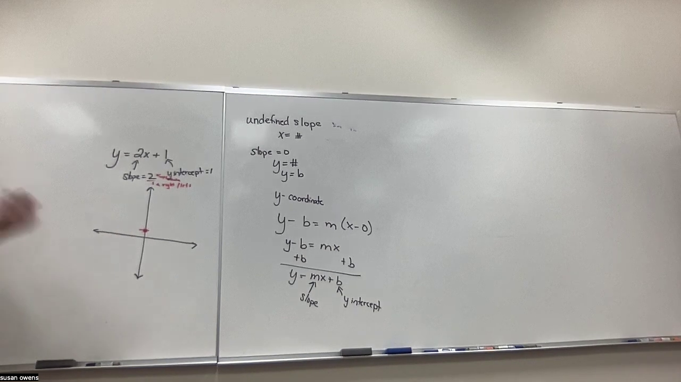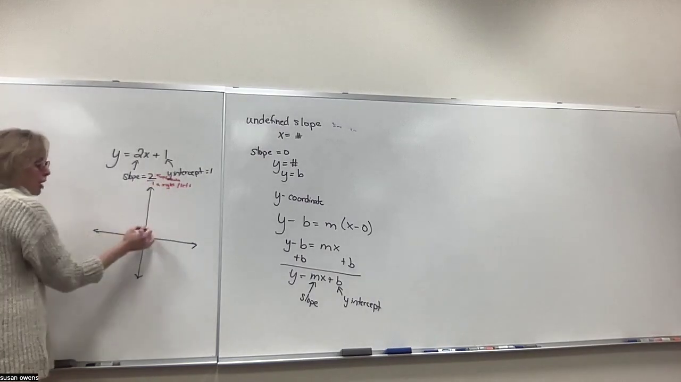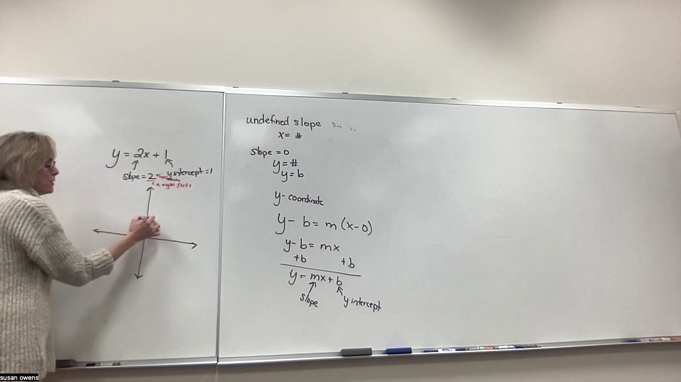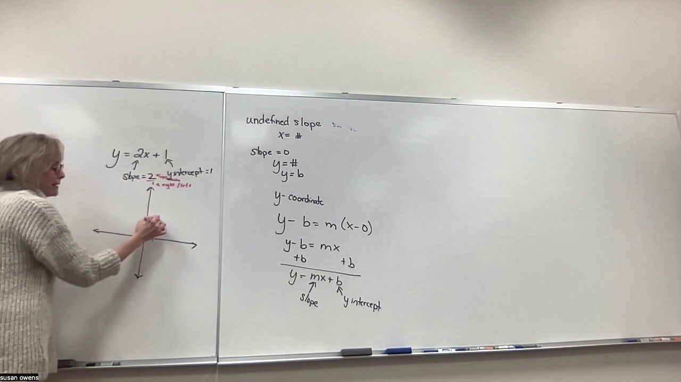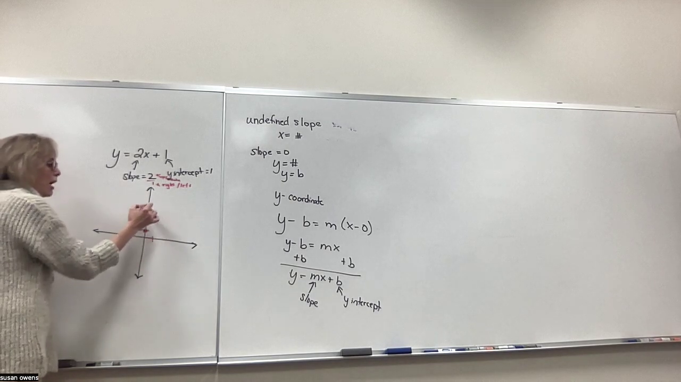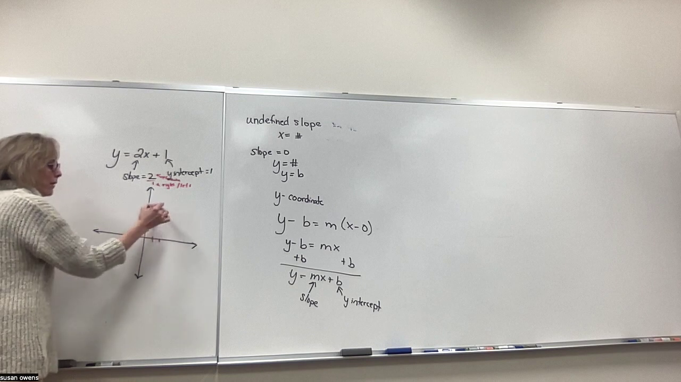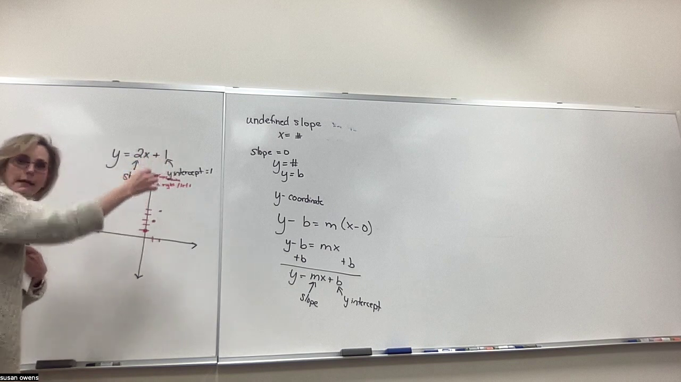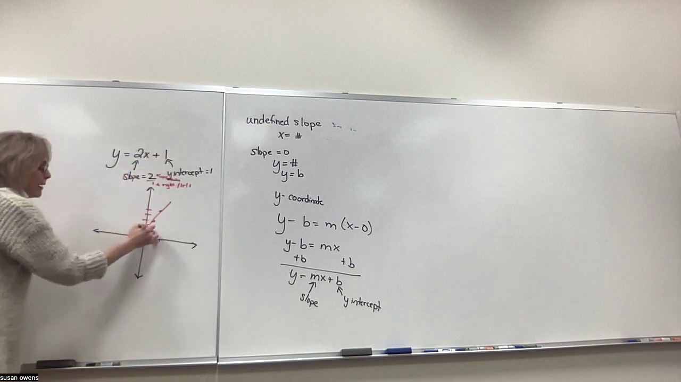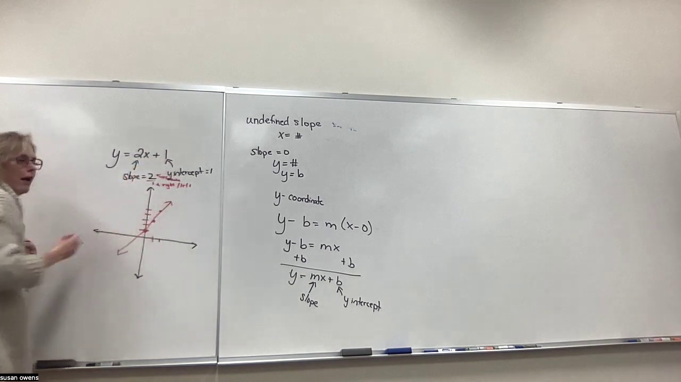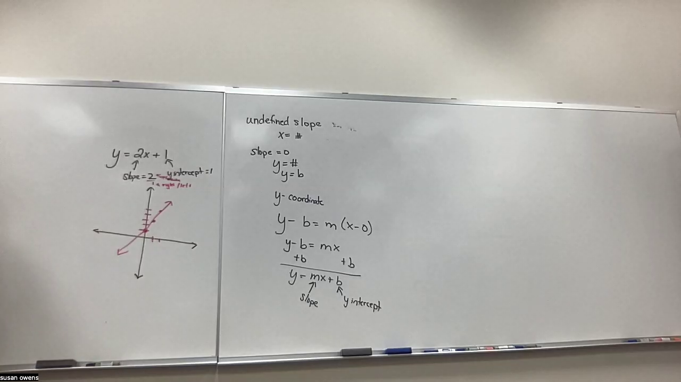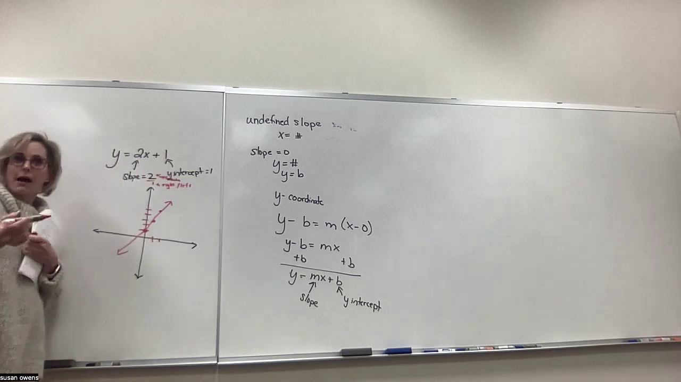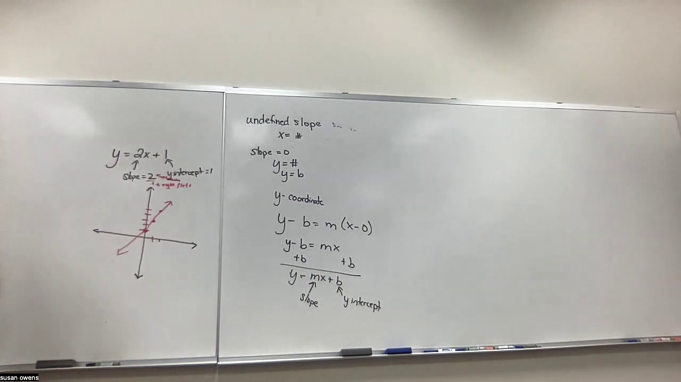Okay? So from this point, I'm going to go up 2 and right 1 to get another point. Up 2, right 1. And I can keep going up 2, right 1. And those points will all line up. And then when I connect them, I can graph my line. So you can graph in slope-intercept form, and you can graph with the cover-up method.